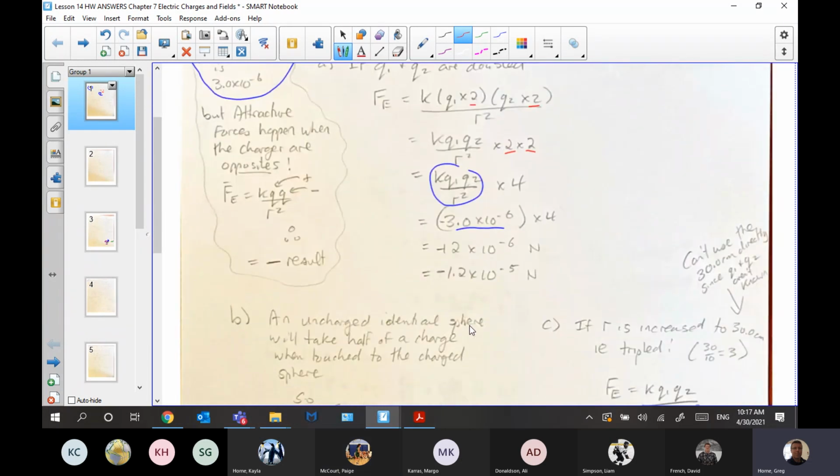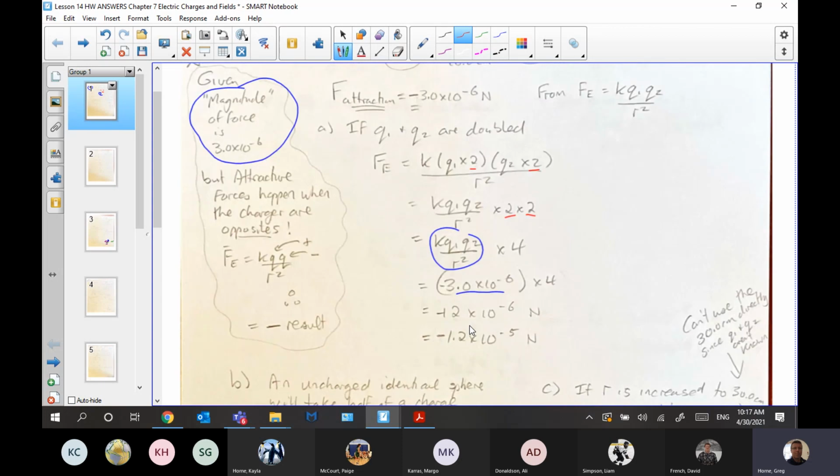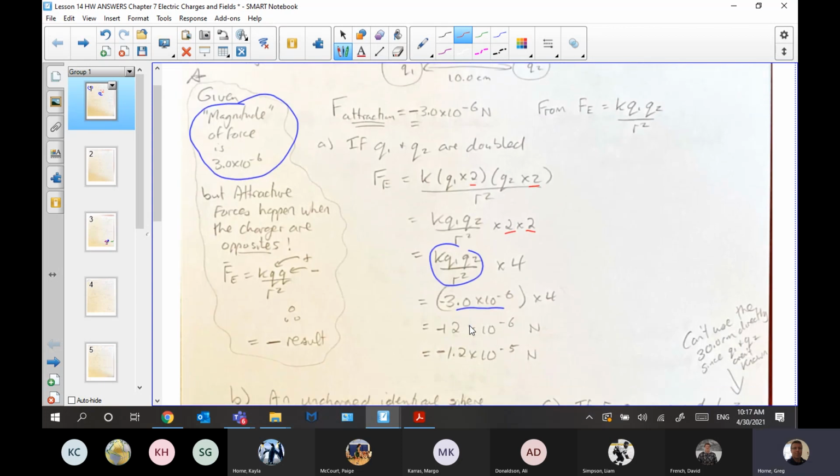So there's lots of these ones along the way. What did I have here about attractive forces when charges are opposites? But why did I feel necessary to note that? Two charged spheres. What forces result from?